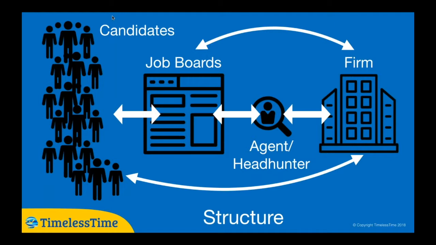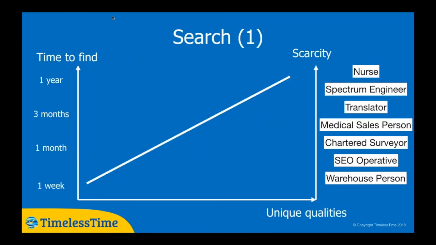The traditional way of doing it is the firm gives an agent a brief. The agent then searches jobs boards, puts ads on jobs boards, individual candidates put their CVs on jobs boards, and eventually the candidates and the firm are introduced. And that's the kind of approach. Now, we do need to talk a little bit about how long all this is going to take.